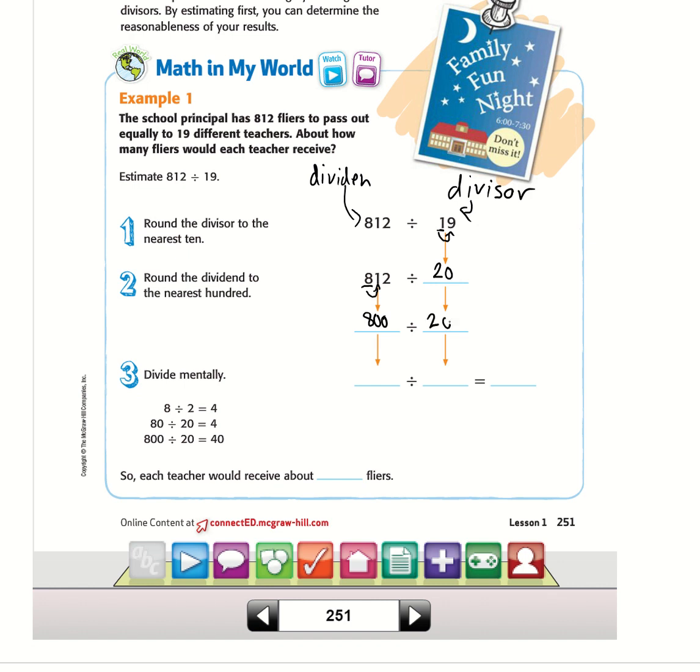So now we can do the division. So divide mentally. 800 divided by 20. One way that helps me, I know I can cancel these zeros. So 80 divided by 2 is going to be 40. So each teacher would receive about 40 flyers.